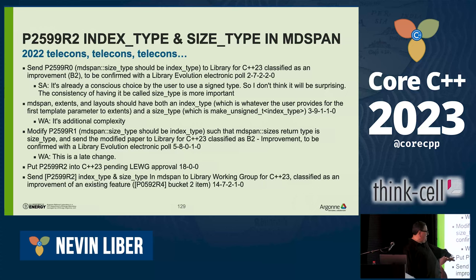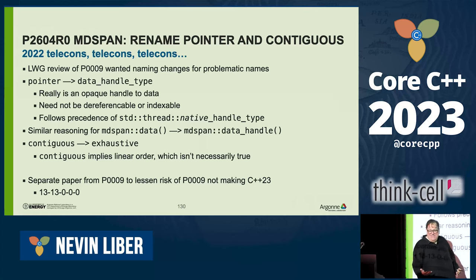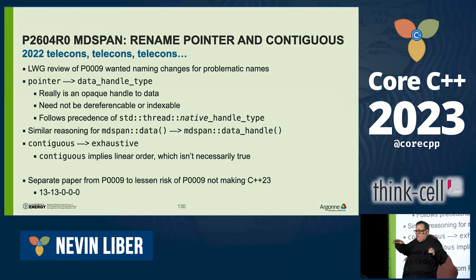So we just keep voting, right? People didn't want it because it's a late change. We renamed internally. We had, inside the accessor, pointer kind of renamed to data handle type, because a fancy pointer is not really a pointer, right? It just kind of looks like one sometimes.